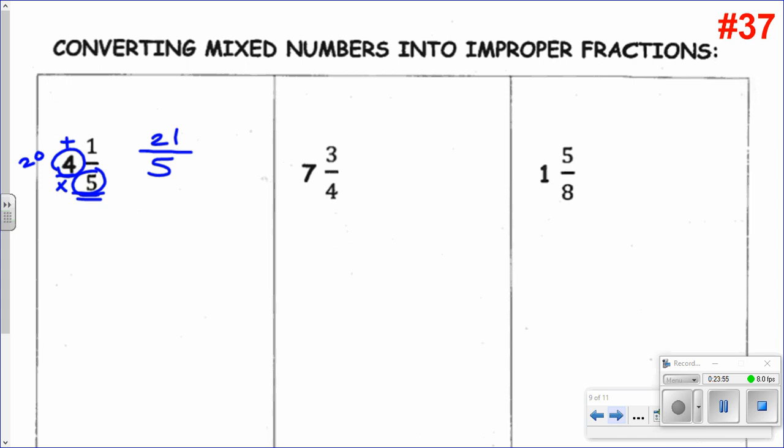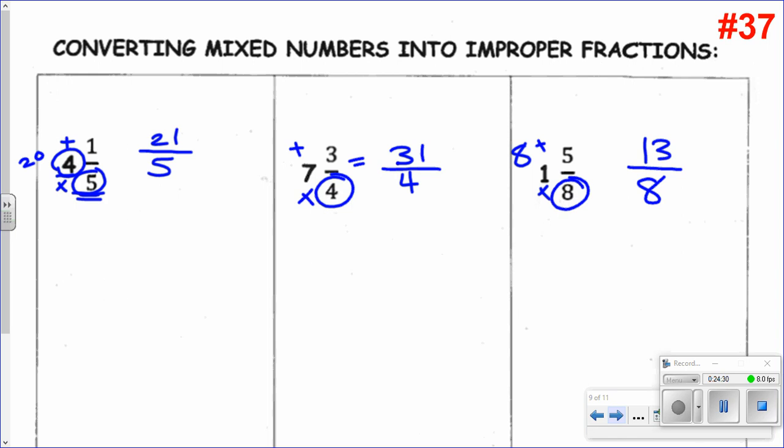All right, so this next one, and if you think that you got this, you can pause it for a second, that's totally fine. All right, so 4 times 7 is 28, plus 3 is 31, and then keep our denominator. So 7 times 4 plus 3 equals 31, and then keep that denominator of 4. All right, last one. 8 times 1 is 8, plus 5 is 13, and then keep my denominator of 8. So 13/8.